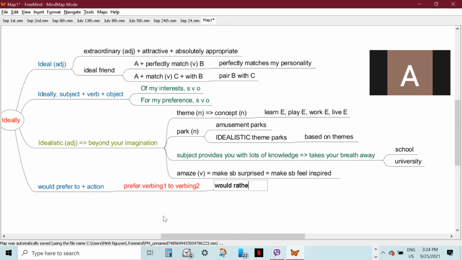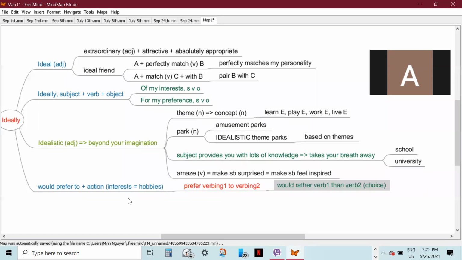That is the phrase would rather. I would rather talk to you than lock myself in the room, isolate myself from the family, from the society. So you would rather do something than do another thing. This is another way for you to say. So right here, once you say you would prefer to do something, it is about your interests. It is about your hobbies. But if you say you would rather, it is about your choice, okay?